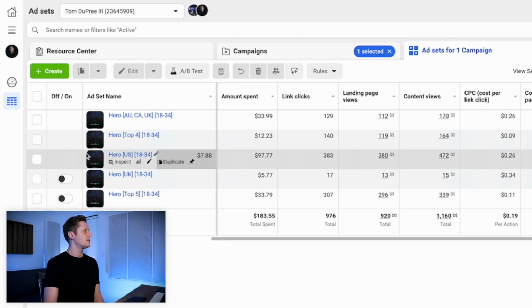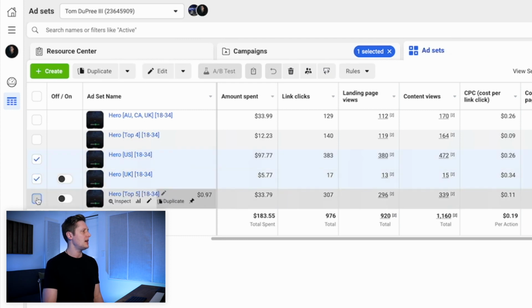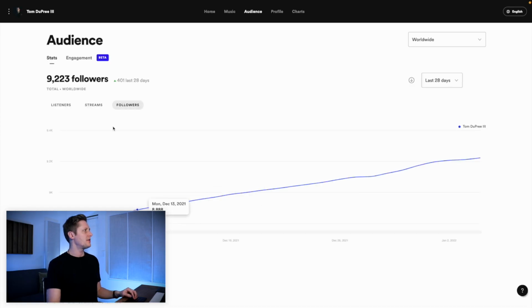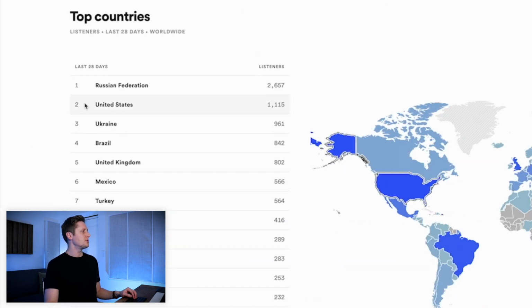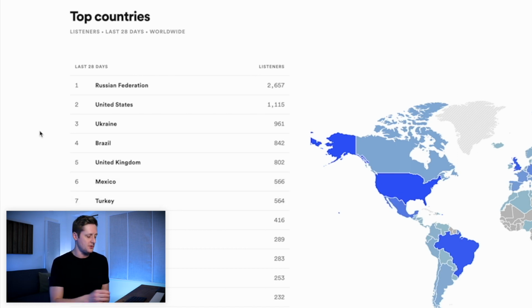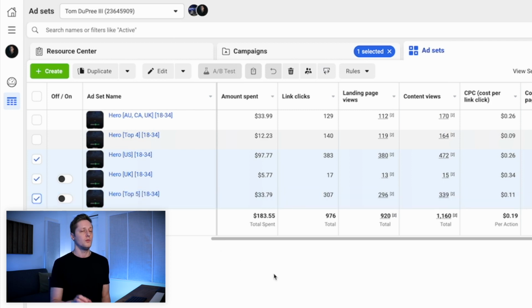But now I've tightened it up even further. I started out with these 3 ad sets here, one for the US, one for the UK, and one for the top 5. Now, top 5 is the top 5 countries where my music has been getting listened to on Spotify for Artists without the US and the UK in there. So if we go to Spotify for Artists and we go down here to my countries breakdown, you can see that my top 5 countries are Russia, US, Ukraine, Brazil, and the UK. So I pulled the US and the UK out of that and then added in Mexico and Turkey to round it out for 5 total countries.